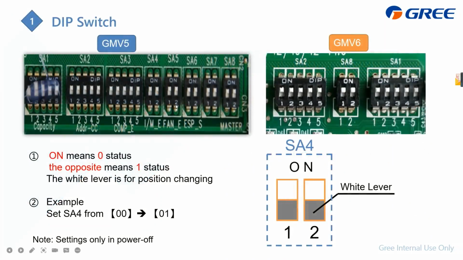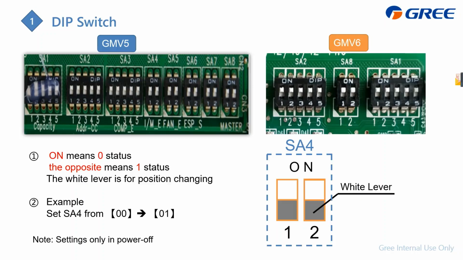The dip switch is on the mainboard. This part is for the GMV5 and this is for the GMV6. The GMV5 has SA1 to SA8, and GMV6 has SA1, SA2 and SA8. When we do the setting, we should take the service manual for reference. But the service manual only says 00 or 01 or 10.